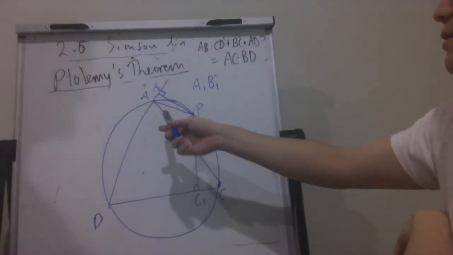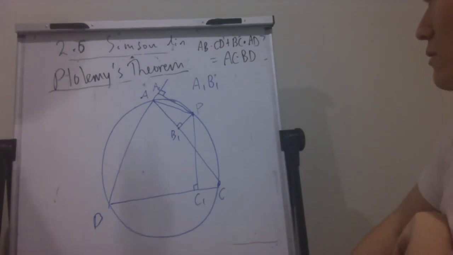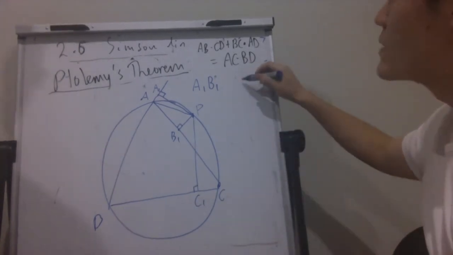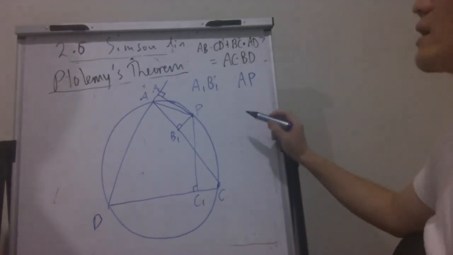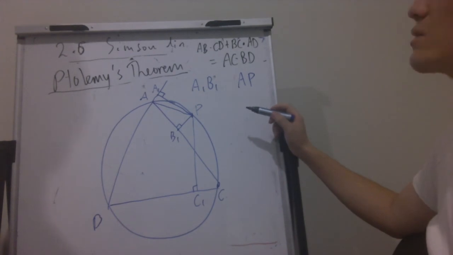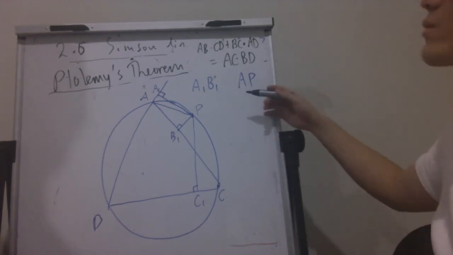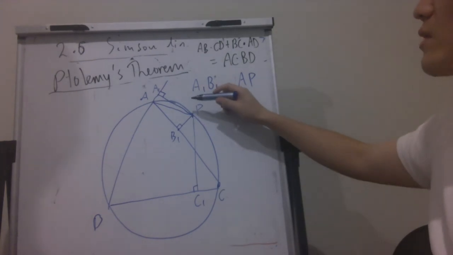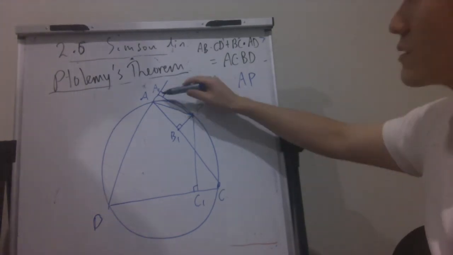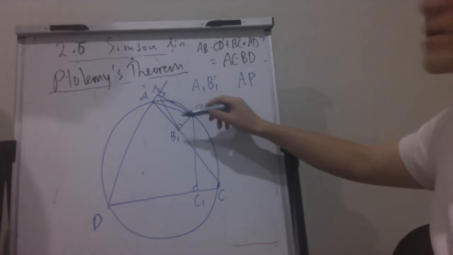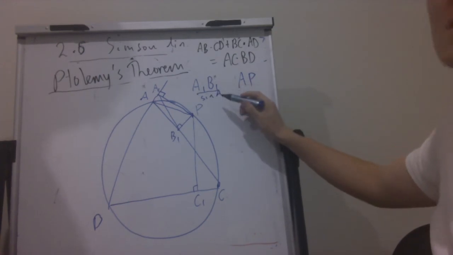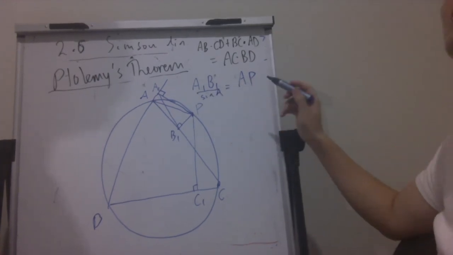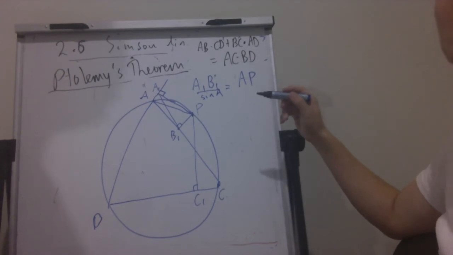Now AP is the diameter of that quadrilateral, and so it's equal to 2 times the radius. Do you remember the sine rule? If you look at this triangle, A1B1 on sine A, on side A, is equal to 2R. Is it equal to A, which is 2R, equal to AP? Is it equal to 2R?